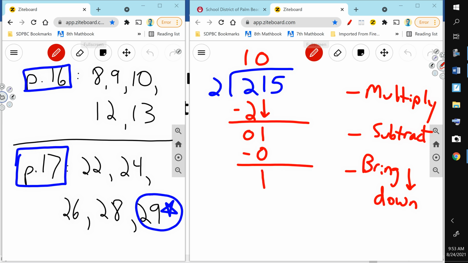We're going to subtract. We're going to bring down. Will 2 go into 15? Yes, it will. Not exactly, but it'll be close enough. So we're going to multiply 2 times 7. We're going to subtract. And now we have a remainder.